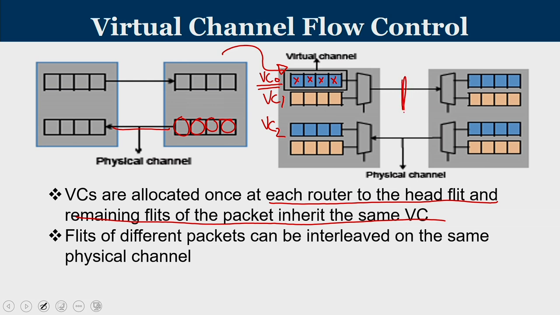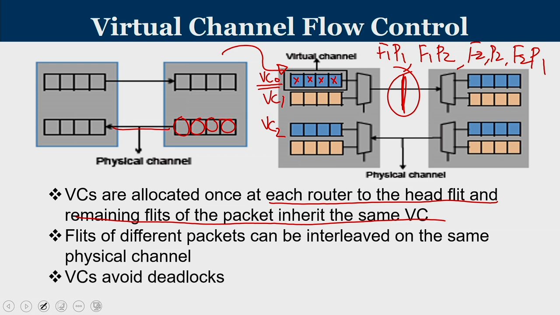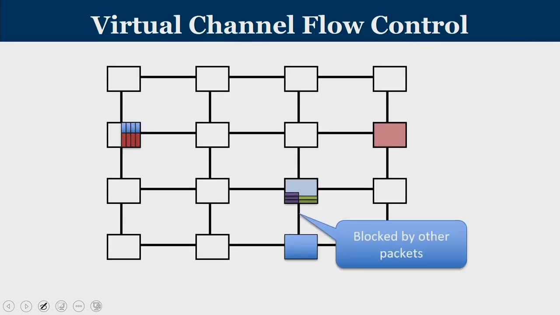So if you look at here, it can be flit 1 of packet 1 that is going, followed by flit 1 of packet 2, followed by flit 2 of packet 2. It can be then flit 2 of packet 1, like that, in whatever interleaved order it comes, as long as it knows which virtual channel they should go and sit, the problem is resolved. So it will eliminate head of line blocking, and it makes sure that all flits of a particular packet are being organized systematically. These virtual channels will avoid deadlocks.